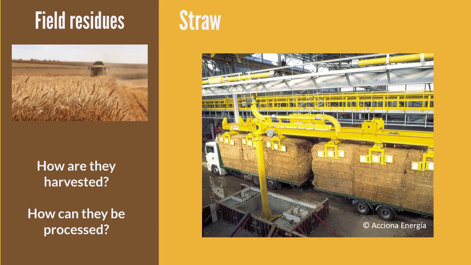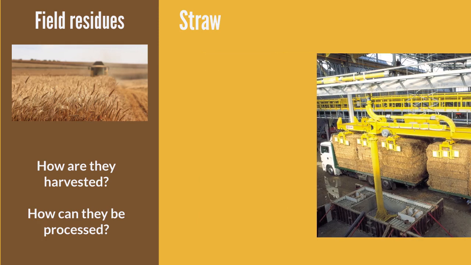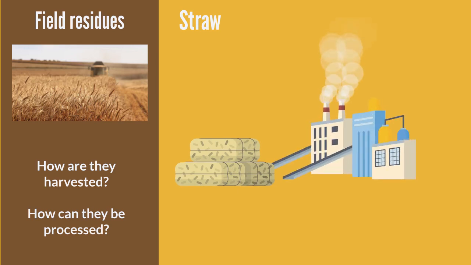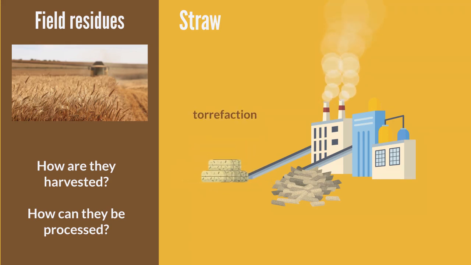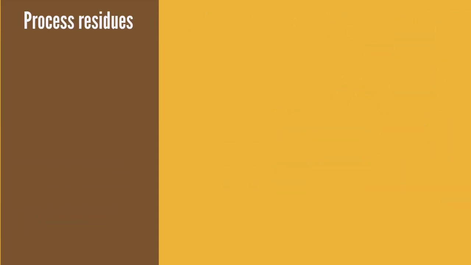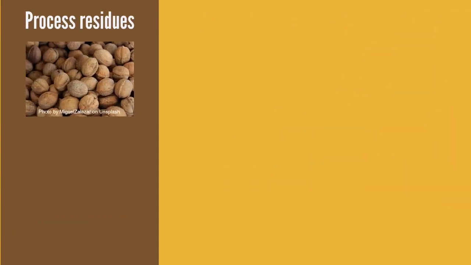The use of straw in medium to large-scale biomass power plants is increasing over time. The straw is either used directly in the form of bales, or densified into pellets that are burned in a boiler. More recently, torrefaction of straw with pelletization is gaining attention, because it increases the energy density of the resource, making it possible to transport it still further. Let's move to process residues.